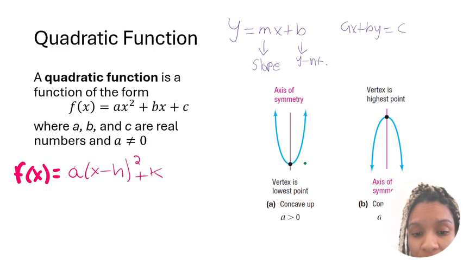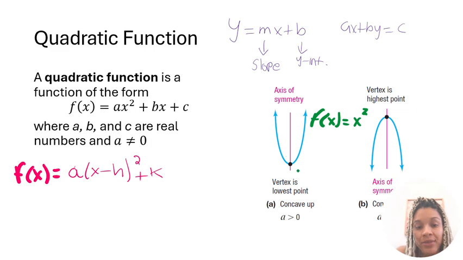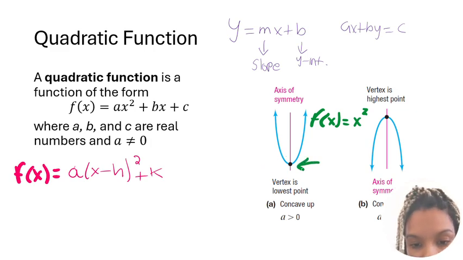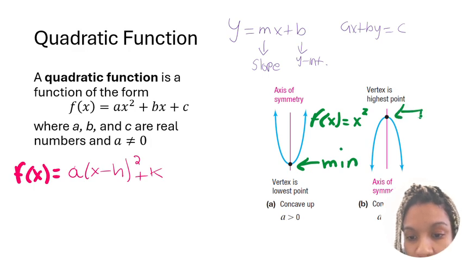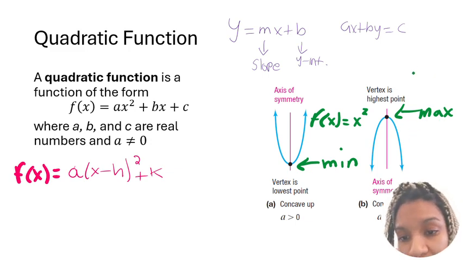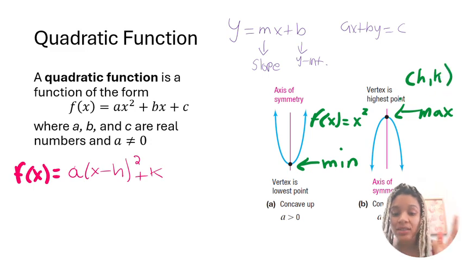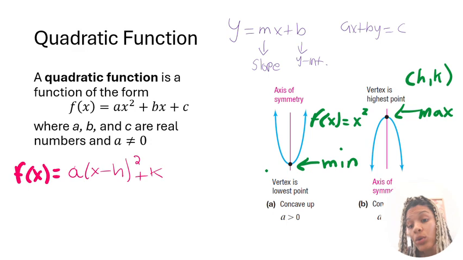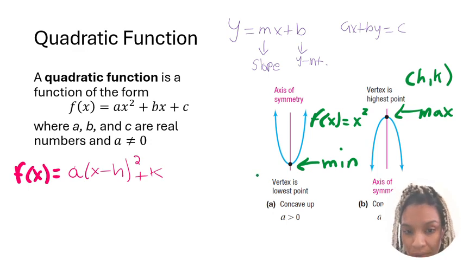So you have this, it's your parabola, right? So we have x squared, okay? This point right here, this is your min, or if it's this way, your max. This is also your vertex. So the vertex is the point (h, k), okay? So it's an x and a y. It's the max or the lowest point of your parabola, okay?